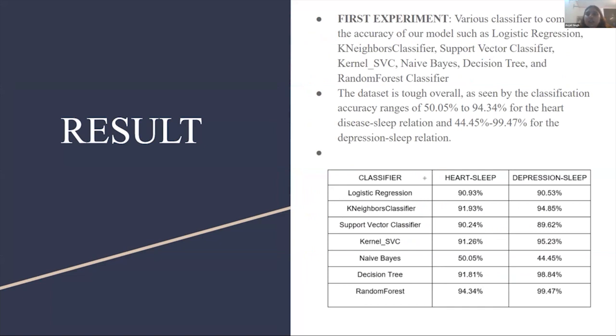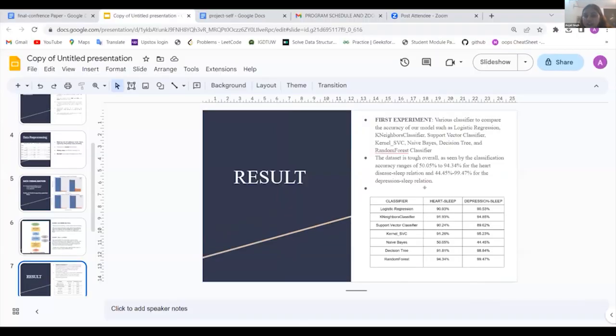For the result, the first experiment used various classifiers to compare the accuracy of our model, such as logistic regression, K-neighbor classifier, support vector classifier, and many more. The dataset is tough overall, as seen by the classification accuracy ranges of 50.5% to 94.34% for the heart disease and sleep relation, and 44.45% to 99.47% for the depression sleep relation.